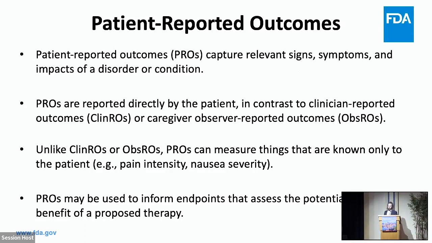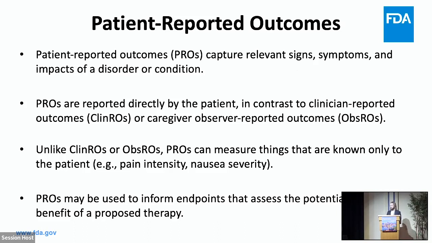So just before we get into this, how do we define patient-reported outcomes? PROs capture relevant signs, symptoms, and impacts of a disease. Obviously, PROs are reported by the patient, but I say this to contrast it with other types of outcome measures like clinician-reported outcomes or caregiver observer-reported outcomes.